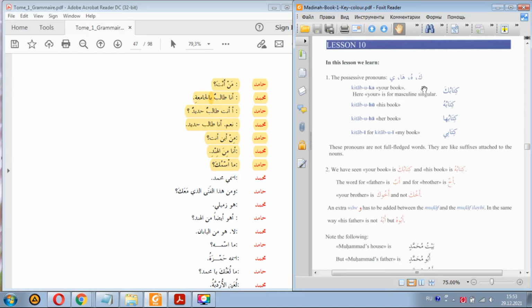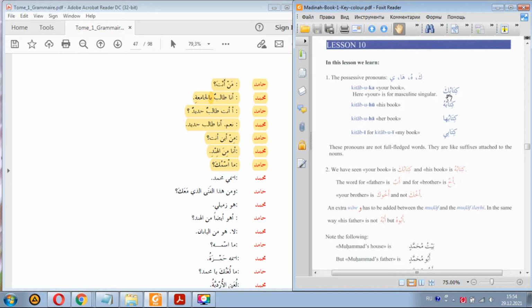You use these possessive pronouns. If you want to say her book, kitabuha. Or if you want to say my book, kitabi. These pronouns are not full-fledged words. They're like suffixes attached to the nouns. Yeah, that's how it works. So if you want to say your book, you say kitabuka.